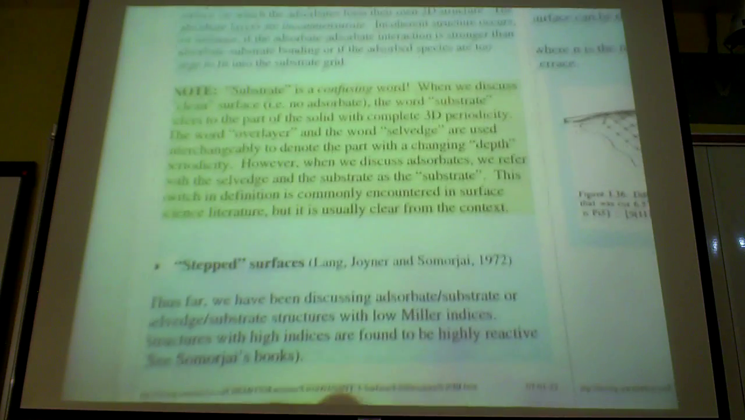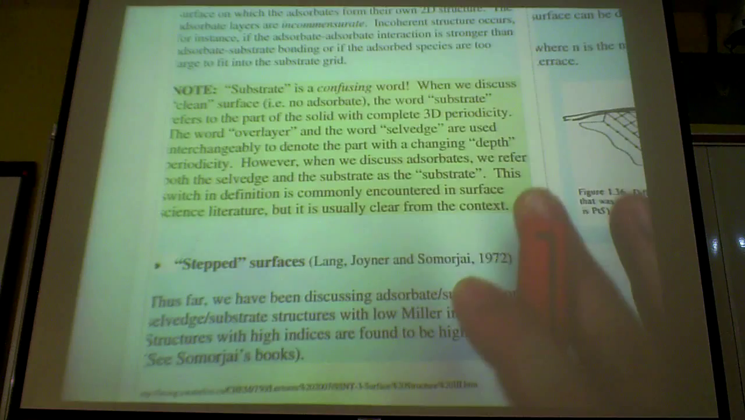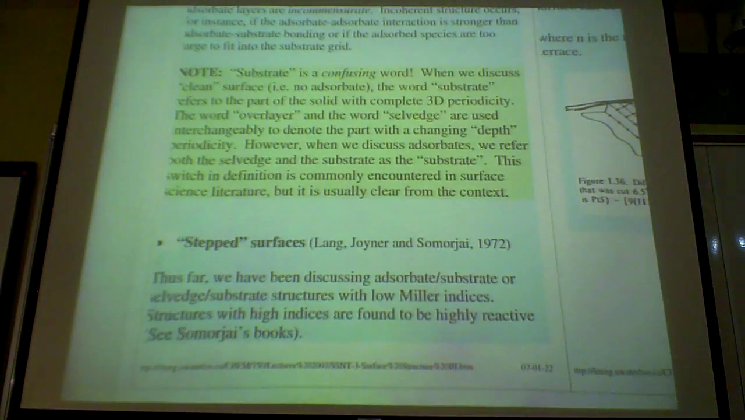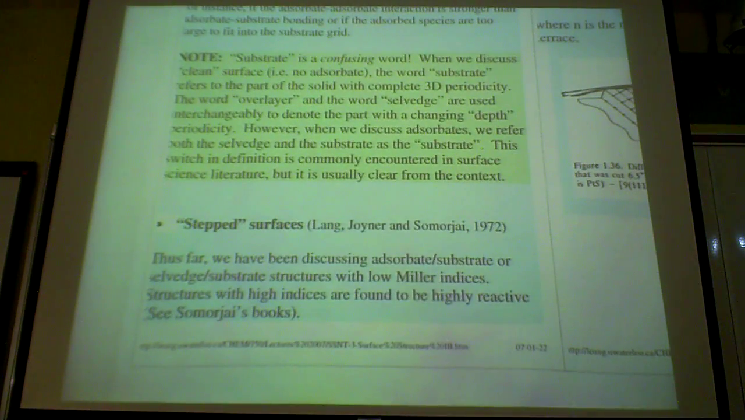Okay, so here in green I just talk about the confusing word, substrate, that we discussed at the beginning of the lecture. When we use the word substrate, it could mean different things, depending on whether we are talking about a clean surface or an absorbate-covered surface. I don't want to go into that, we just discussed this. And then finally, we talk about something called step surfaces, and this is a big deal.